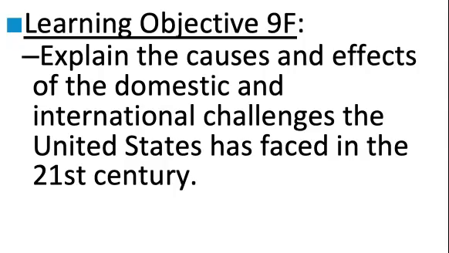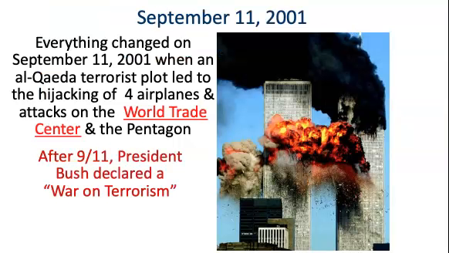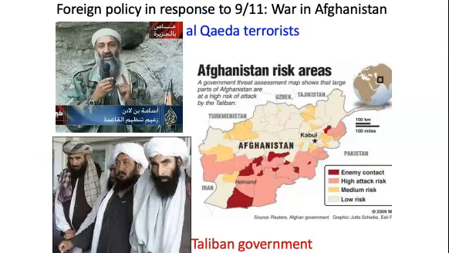Our first key idea today, key idea number one, says in the wake of attacks on the World Trade Center and the Pentagon in 2001, the United States launched military efforts against terrorism and lengthy, controversial conflicts in Afghanistan and Iraq. Now, for the United States, everything seemed to change on September 11th, 2001, when an Al-Qaeda terrorist plot led to the hijacking of four airplanes and attacks on the World Trade Center and the Pentagon. After 9/11, President Bush declared a war on terrorism.